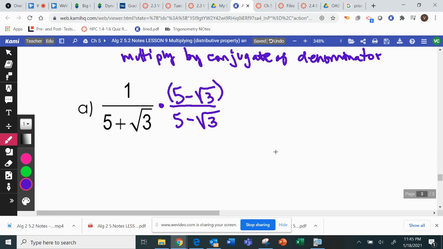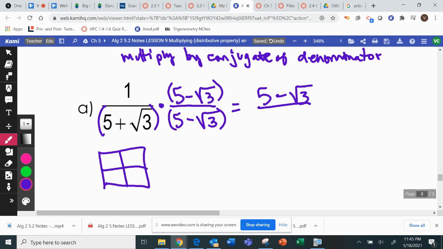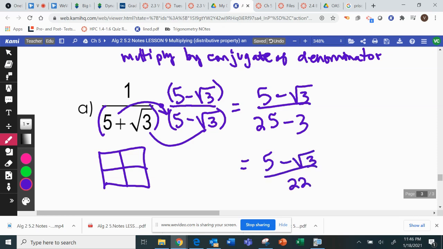Now, binomials go in parentheses. This is also a binomial. So just be careful when you multiply these that you keep them in parentheses. On top, 1 times 5 minus square root 3 is 5 minus square root 3. On the bottom, you could make a grid, or you can draw those arrows and multiply. But since they are conjugates, we will get 25 minus 3. We will get the square of 5 and 5. We will get the square of square root 3 and negative square root 3. So we have 5 minus square root 3 over 22.